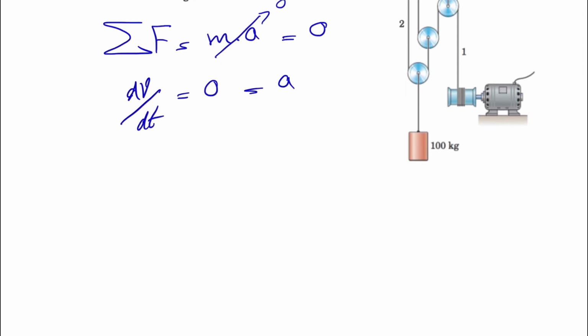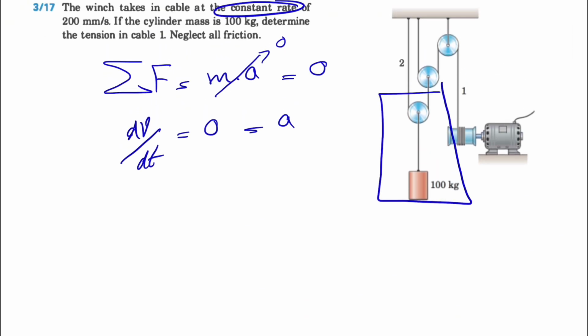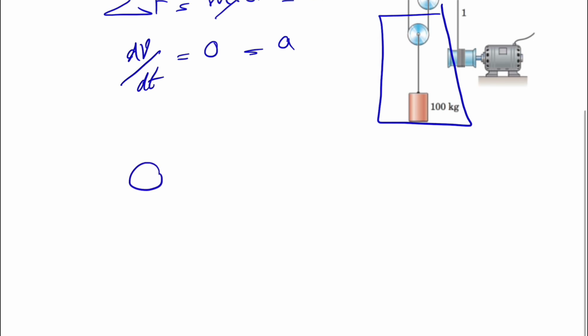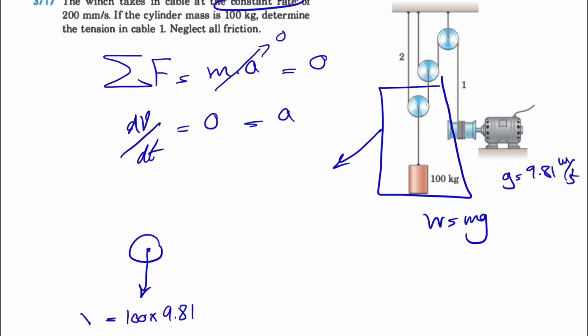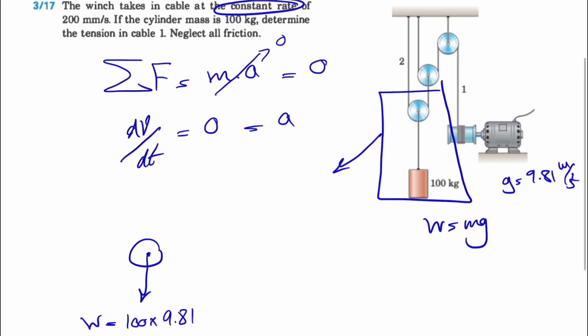Let's start with the left part, the pulley here. If we look at the free body diagram of this pulley, we have the weight, which is mass times g, the 100 kilograms times the acceleration of gravity, 9.81 meters per second squared. That gives us the weight. And we have one single cable, which is called cable 2, so we're going to call it T2, that goes over this pulley.